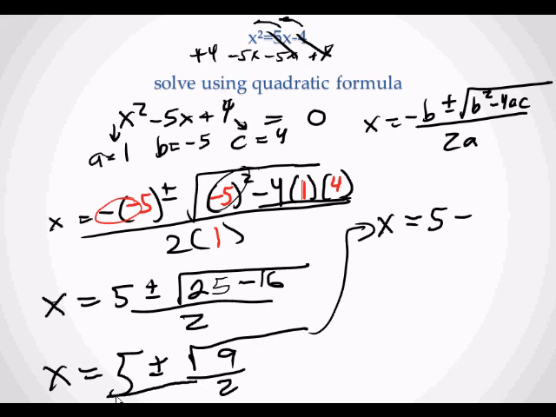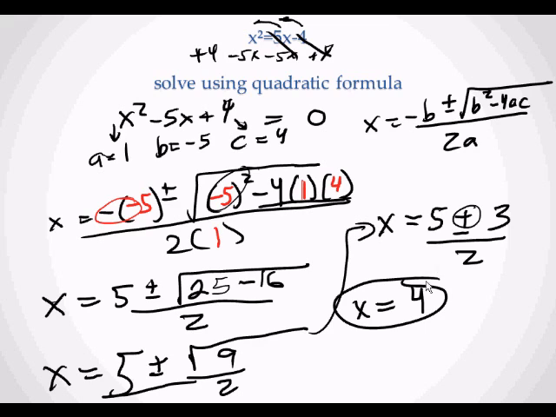So what is the square root of 9? So I have x equals 5 plus or minus, by the way, this whole thing is over 2. There we go. So I have square root of 9 is 3, all over 2. So here's my two answers, but let's do the math now.